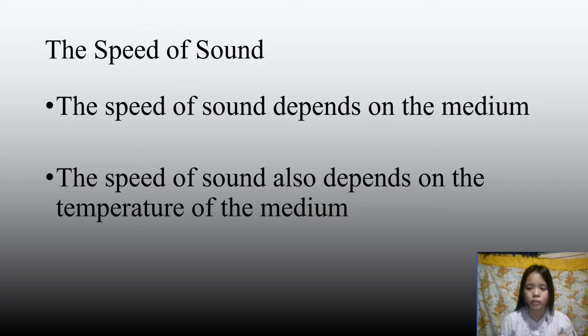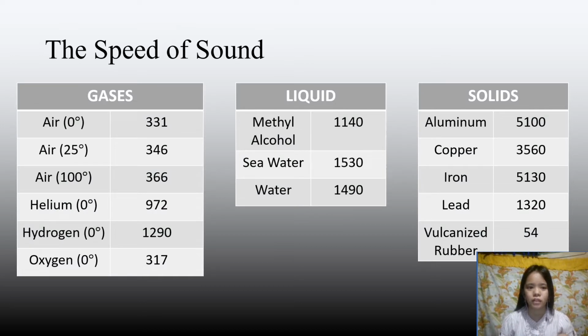So the speed of sound also depends on the temperature of the medium. This is most noticeable with gases because as the temperature increases, there is higher random motion, the more the chances of collision, and the higher the chances of sound traveling faster. So this is the speed of sound.